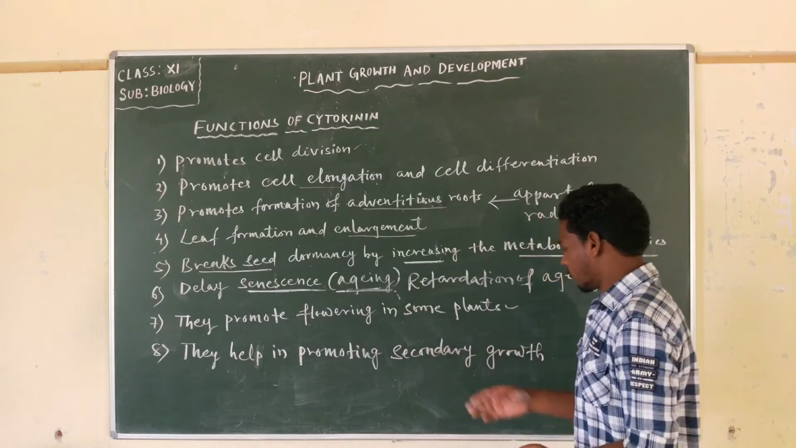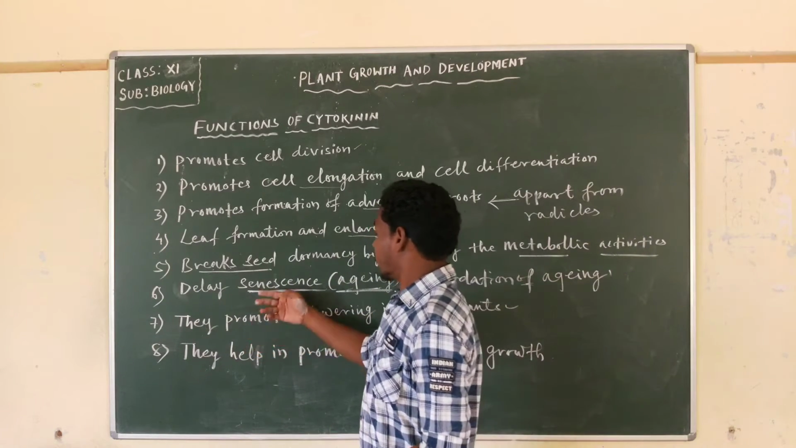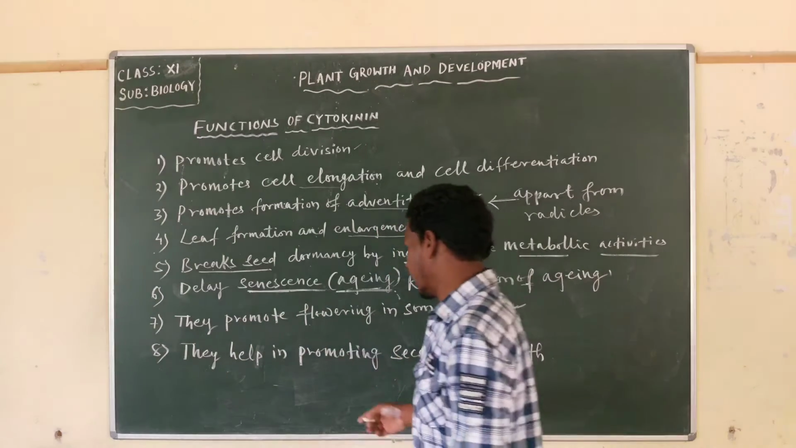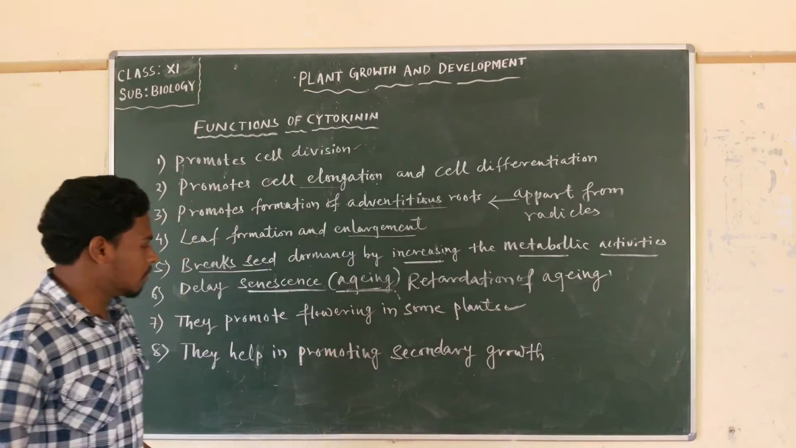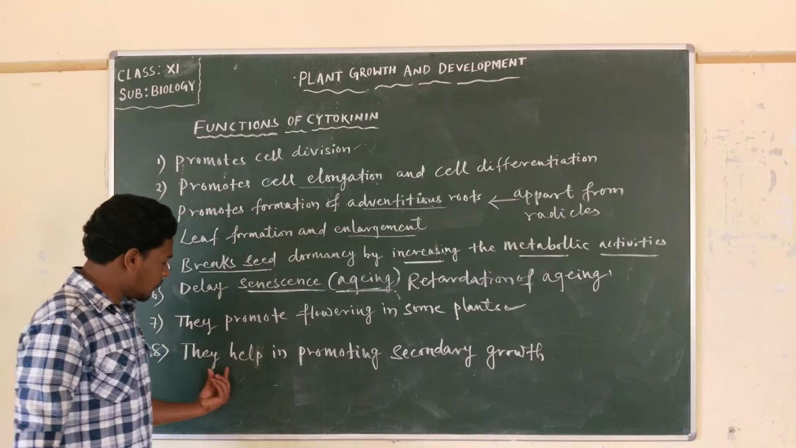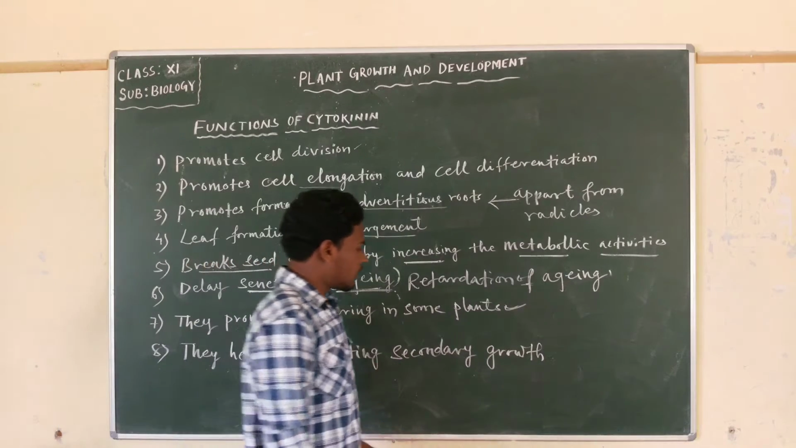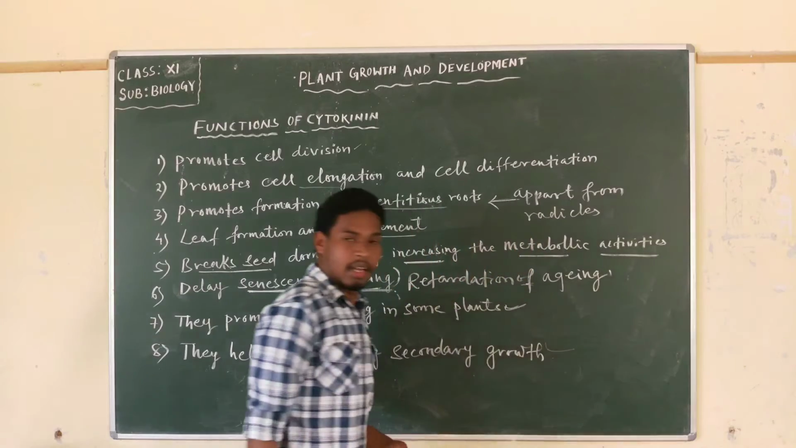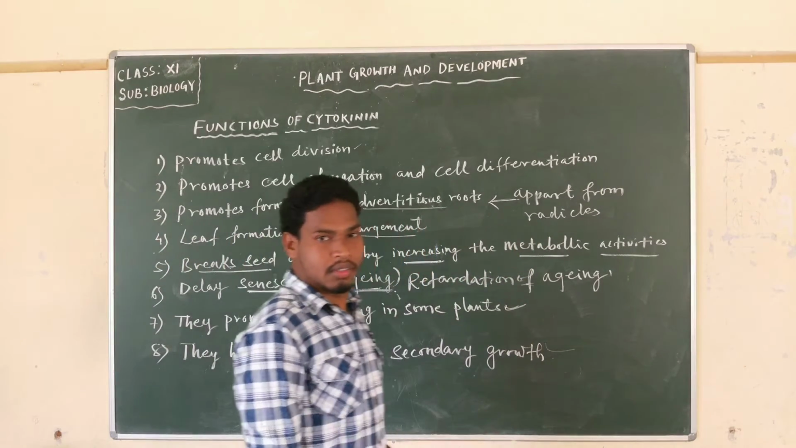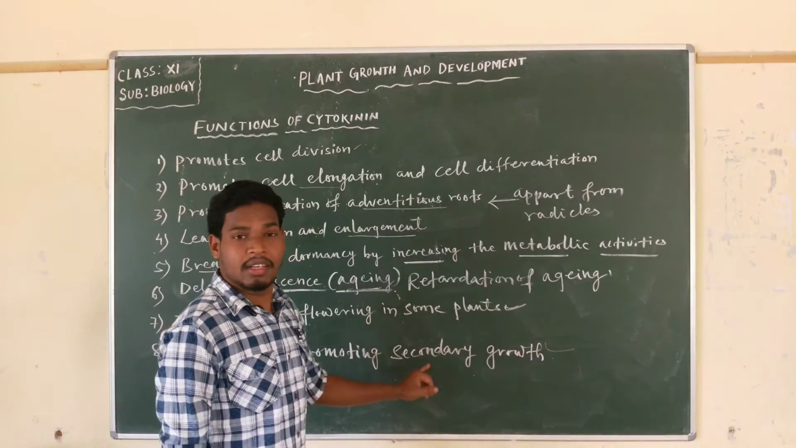And the next, they promote flowering in some plants. So the seventh function is it promotes flowering in few of the plants. Cytokinin helps in formation of flowers. And the eighth function is they help in promoting secondary growth, mostly in dicots.